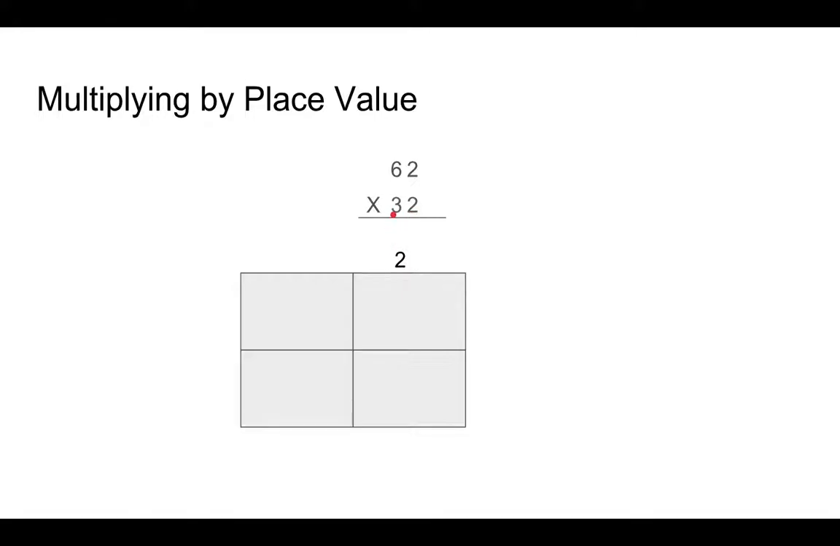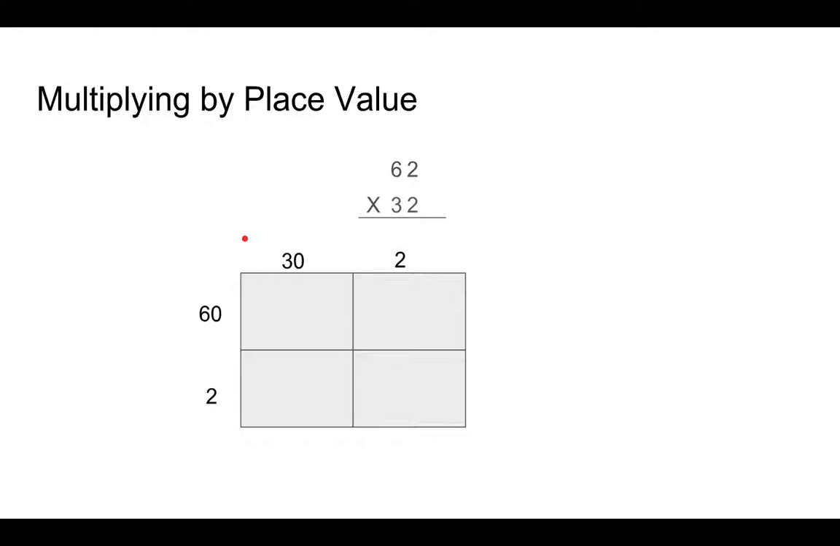Now we're going to move over to the 3. Well, the 3 is in the tens place, so the value or the worth of that number 3 is 30. So we're going to put the 30 right here. And we're going to do this again with the top number, and we're going to put it on the side. So once again, we're going to go to the 2 and place it here because it's in the ones place. And the next spot would be the 6. Since it's in the tens, the value is worth 60. So this is how we set up our 4 square.